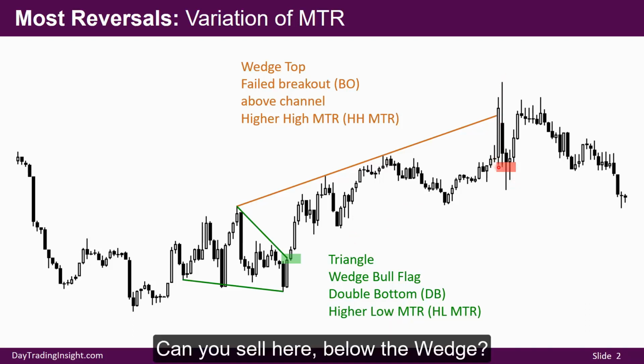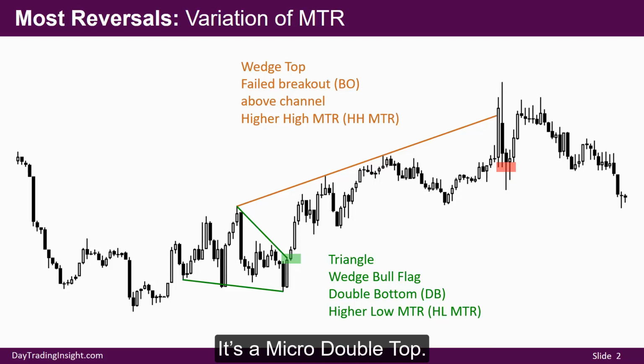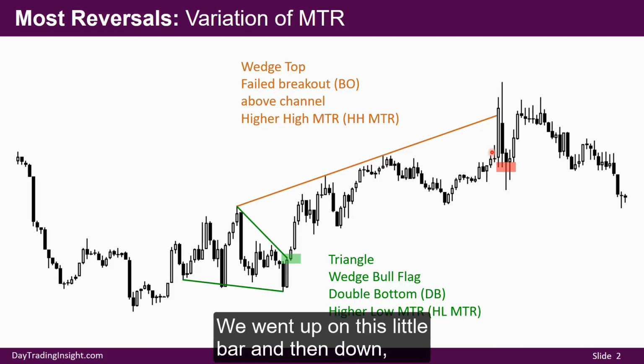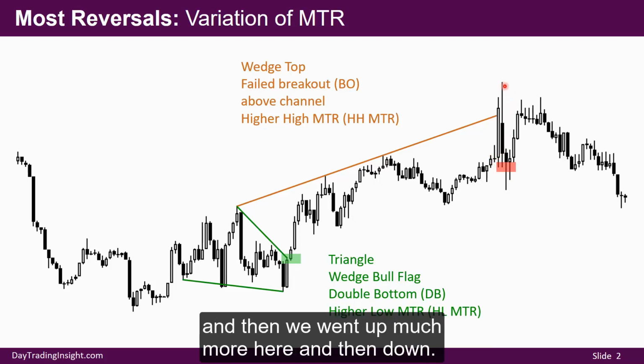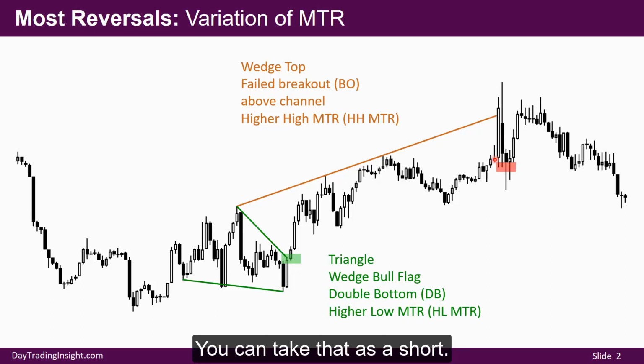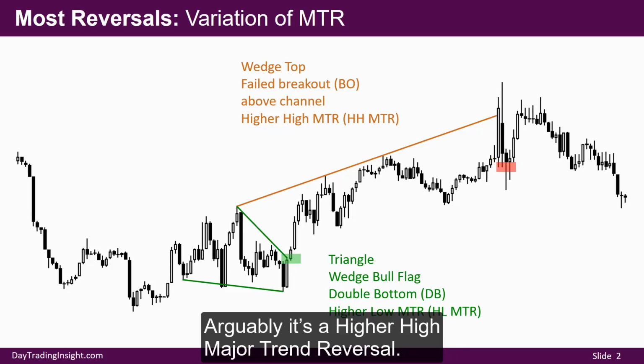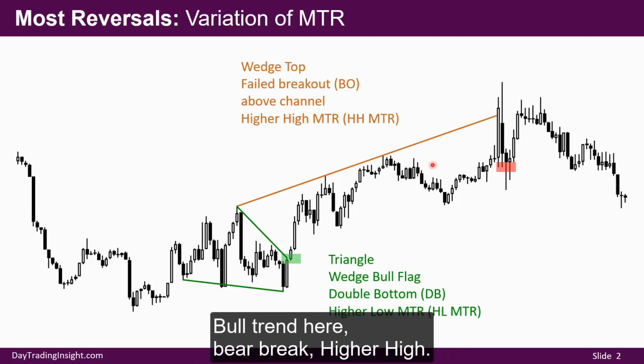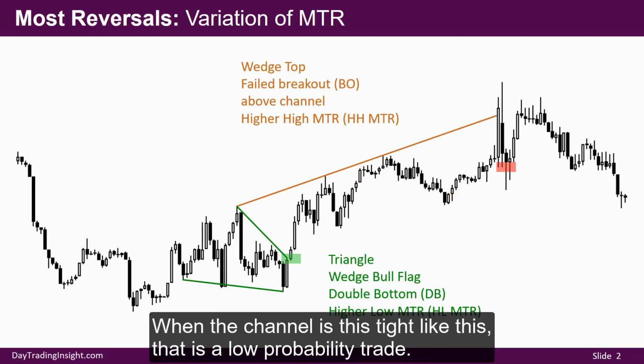Can you sell here below the wedge? It's a micro double top. We went up on this little bar and then down, and then we went up much more here and then down. So it's a lower high at the top of a channel, so it's a wedge. You can take that as a short. Arguably, it's a higher high major trend reversal. Bull trend here, bear break, higher high. When the channel is this tight like this, that is a low probability trade.